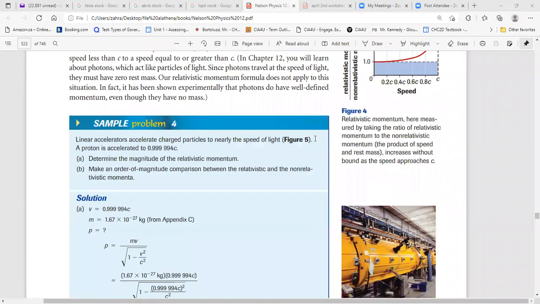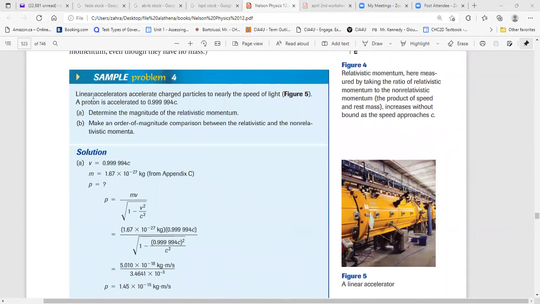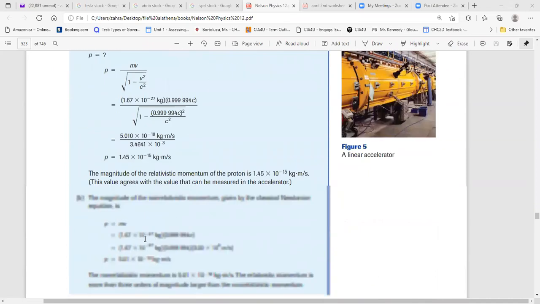Here is some question. Linear accelerators accelerate charged particles to nearly the speed of light. A proton accelerates to 0.99c. So this is the speed v. Determine the magnitude of the relativistic momentum. So we know the formula for that. You can look at the appendix. The velocity is given, so solve for p, this is the p.